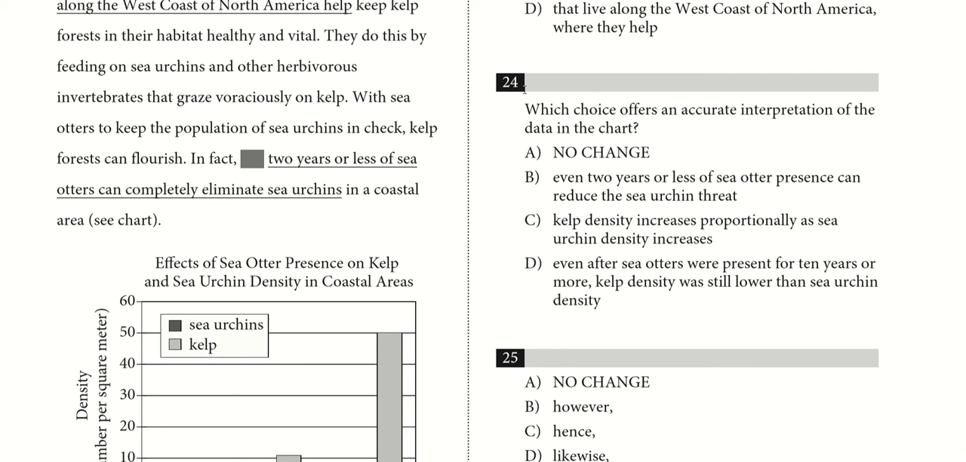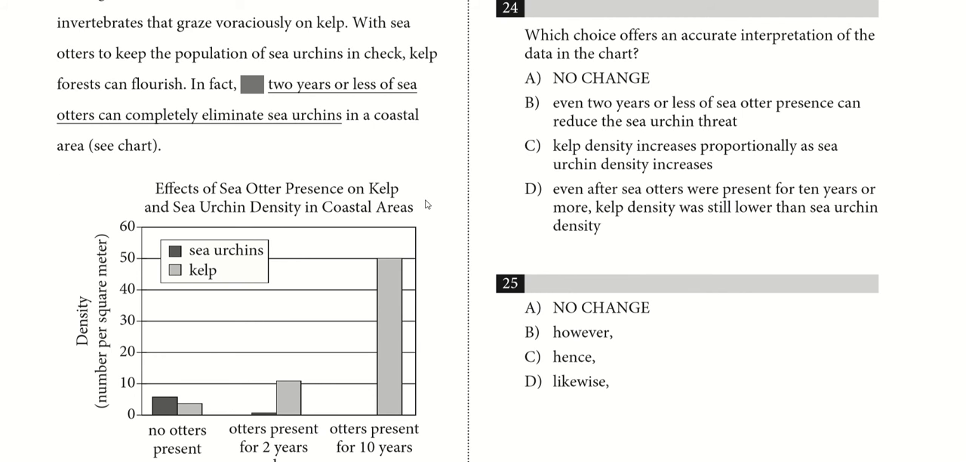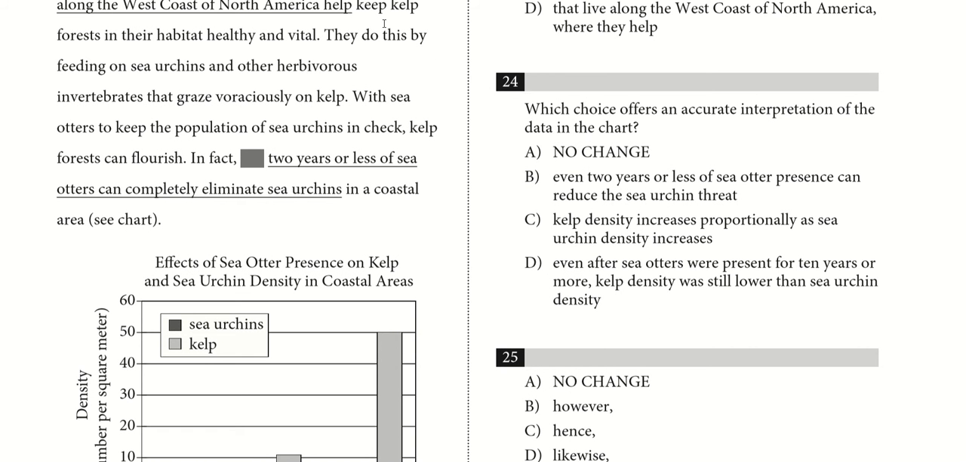So for 24, we just want to find an accurate interpretation of this chart to put right here, right before it. So let's read a little bit of context. So the otters help the kelp. They do this by feeding on sea urchins and other herbivorous invertebrates that graze voraciously on kelp. So with sea otters to keep the population of sea urchins in check, kelp forests can flourish. Okay, so otters just pretty much eat everything that eats kelp.